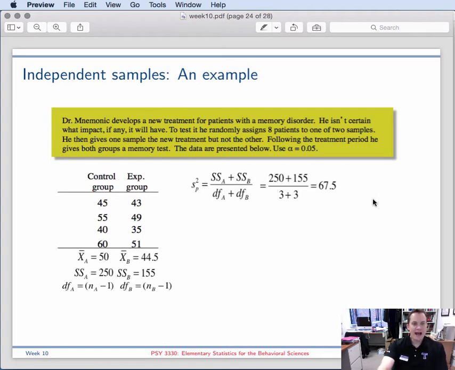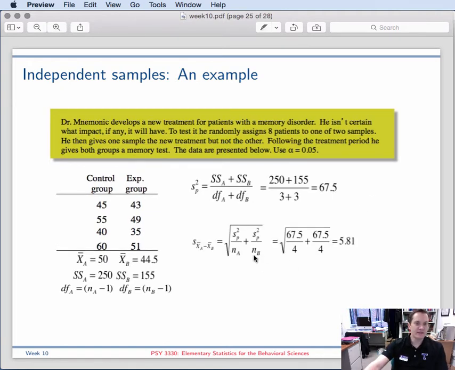Okay. Now we want to find the standard error using that square root formula. So square root of pooled variance over NA plus pooled variance over NB. So we'll use that pooled variance that we just found, 67.5 over 4 plus 67.5 over 4. Take the square root of all that, and we get a standard error of 5.81.